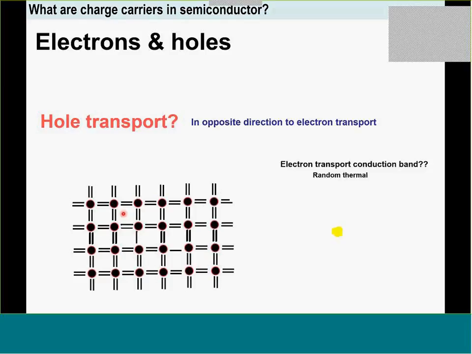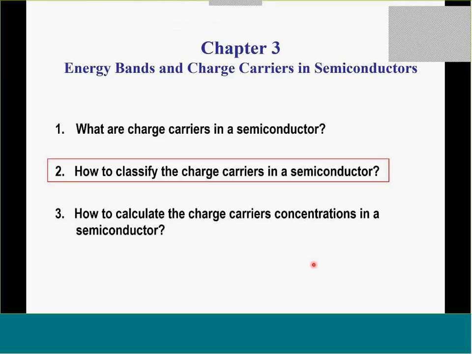So that's basically what our charge carriers are, electrons and holes, and how they move. This movement, as you know, is what allows electrical conduction to occur. Okay, so we have talked about what the charge carriers in a semiconductor are.